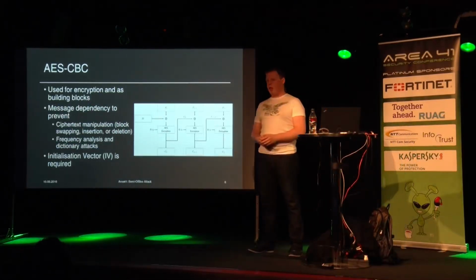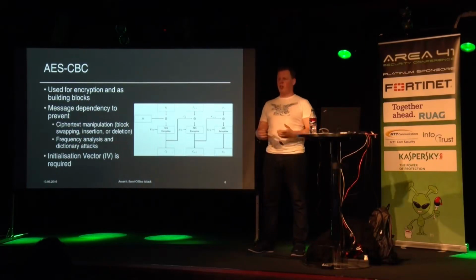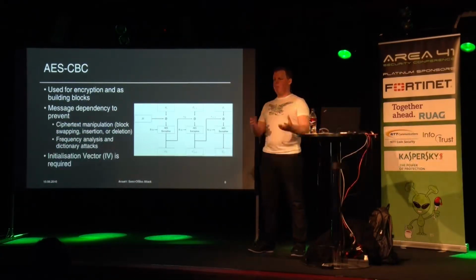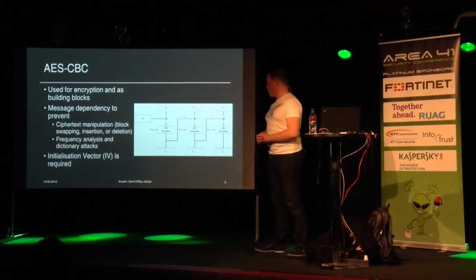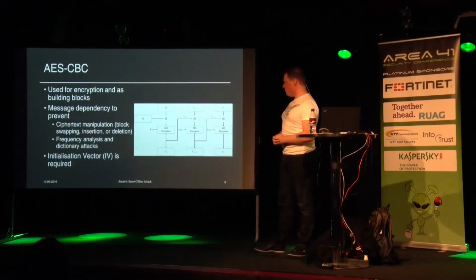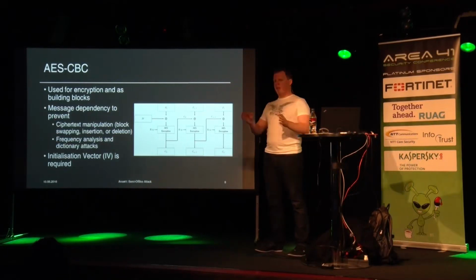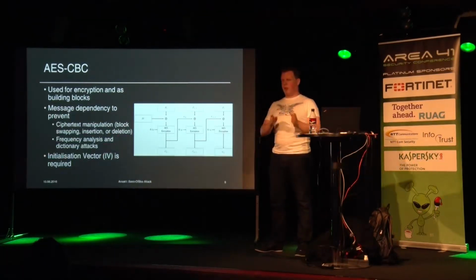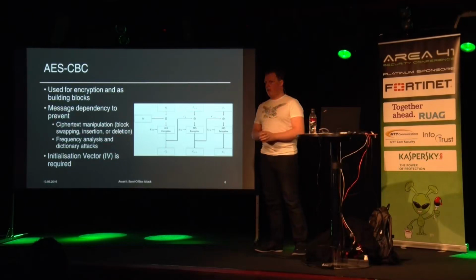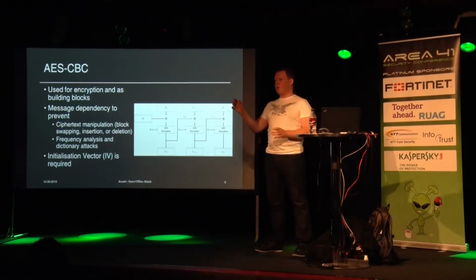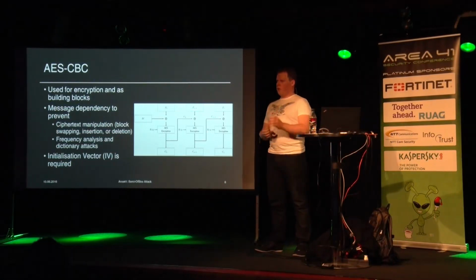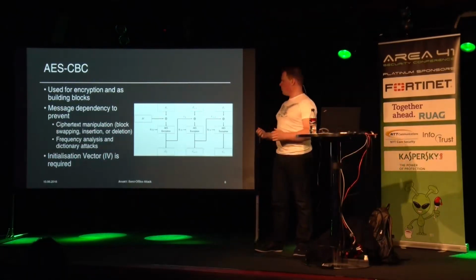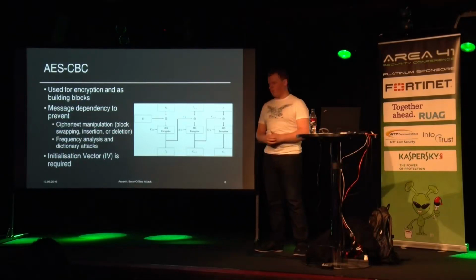It's used for encryption, and it's also used for building other crypto primitives, like the CBC-MAC. How it works, you see probably best on the graphic. You chop up the plain text into 128 bits blocks. And then you XOR the plain text block with the previous ciphertext block. That gives you an issue for the first plain text block. That's why you have an IV.